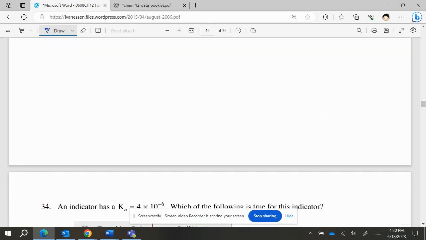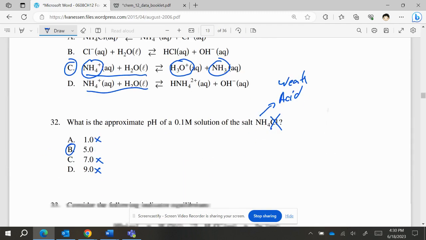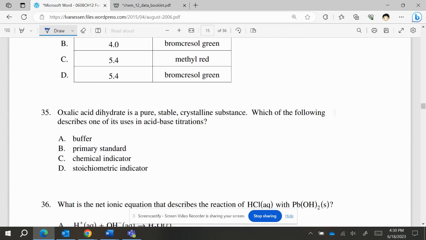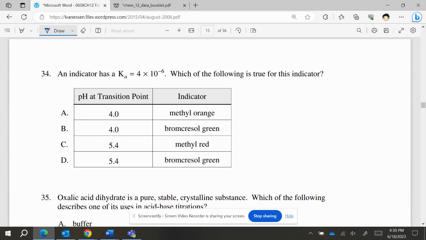And then what do we got here? A whole blank page. Okay, weird. Okay. An indicator has a Ka that's 4 times 10 to the minus 6. Which of the following is true for this indicator?